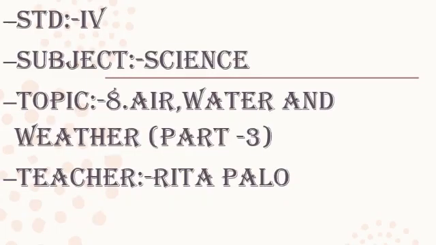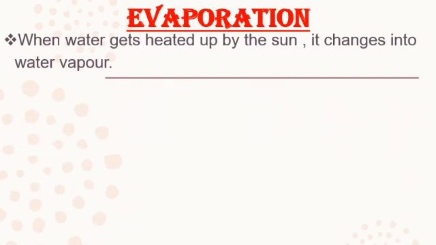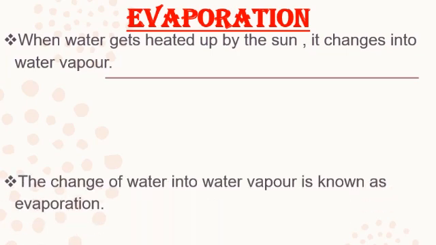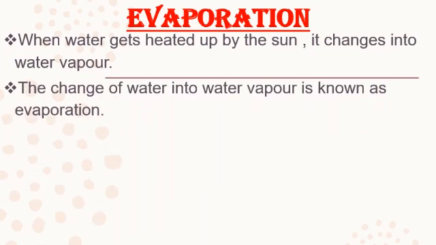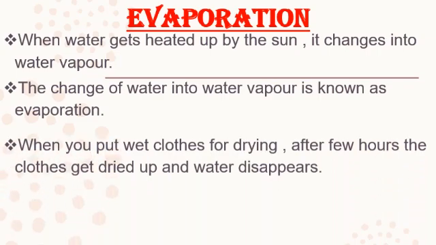We will do air, water and weather, the third part. Evaporation is also one method by which we can separate two things. When water gets heated up by the sun, it changes into water vapor. To make the change of water into water vapor, we do the process of evaporation. The change of water into water vapor is known as evaporation.